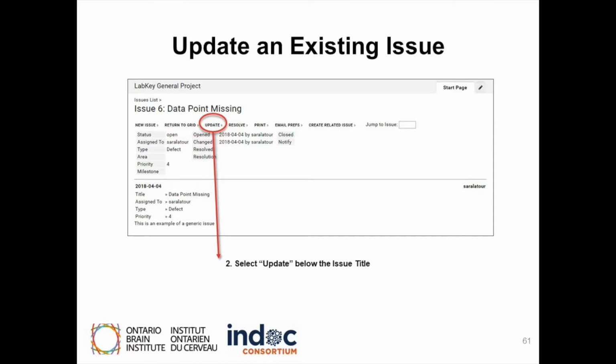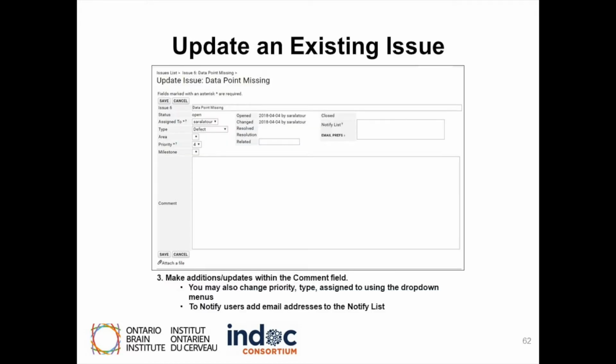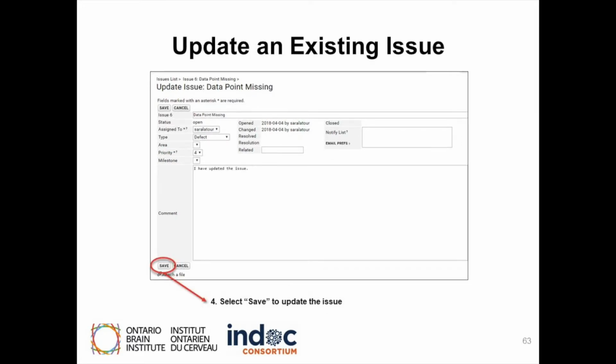To update the existing issue, click on the issue title from the issues list grid. Select Update below the title of the issue. Here you may change priority of the issue, type, and which user is assigned to the issue using drop-down menus. You may also add usernames to the notify list or add new notes and descriptions to the comment field describing updates to your issue. Once satisfied with your changes, press Save to update the issue.